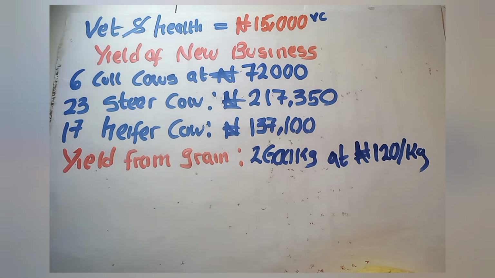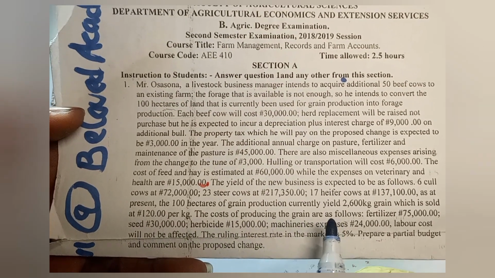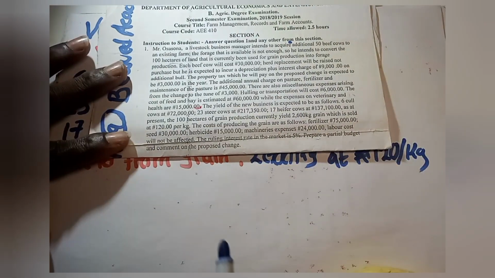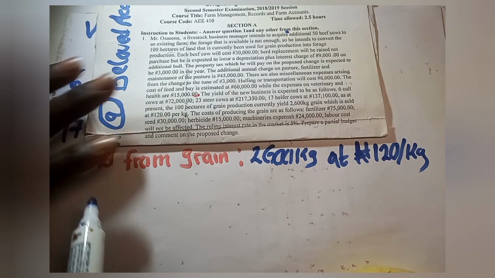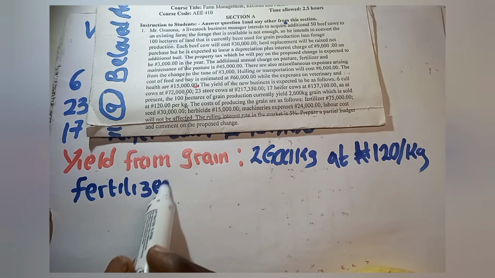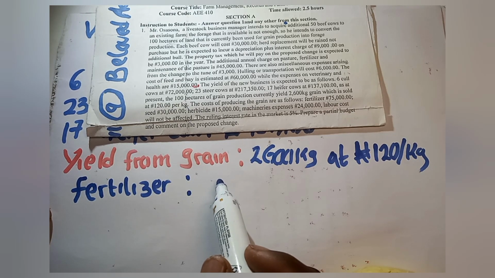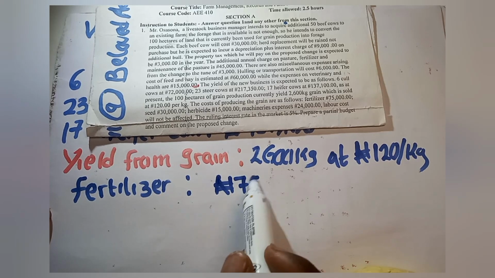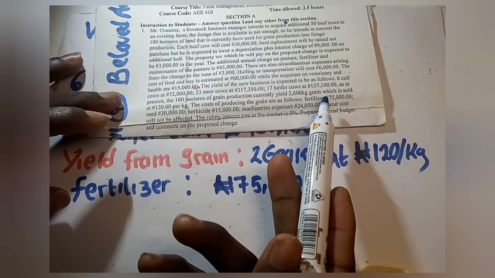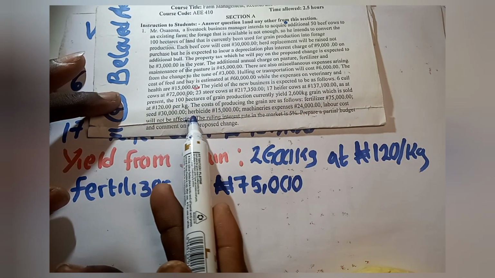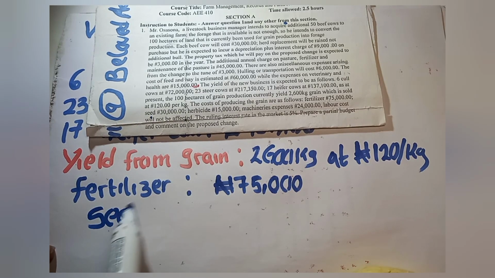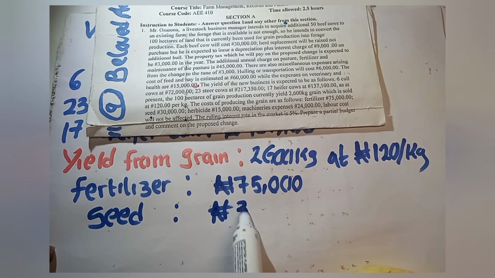So now let's proceed. The costs of producing the grain are as follows. First is fertilizer, that is 75,000 naira. So I'm going to put fertilizer, 75,000 naira. After fertilizer, we have seed. The cost of seed is 30,000 naira.